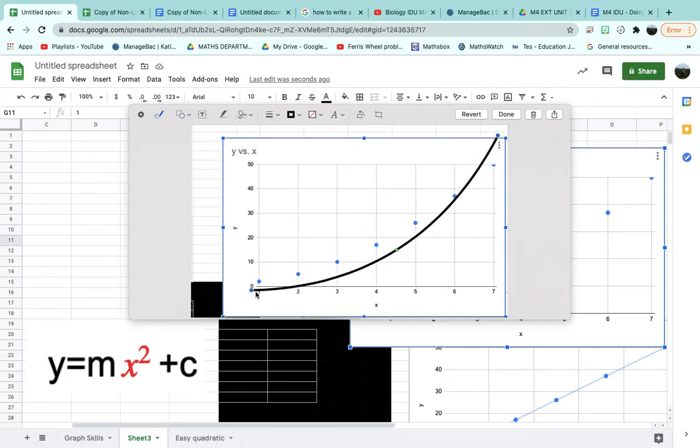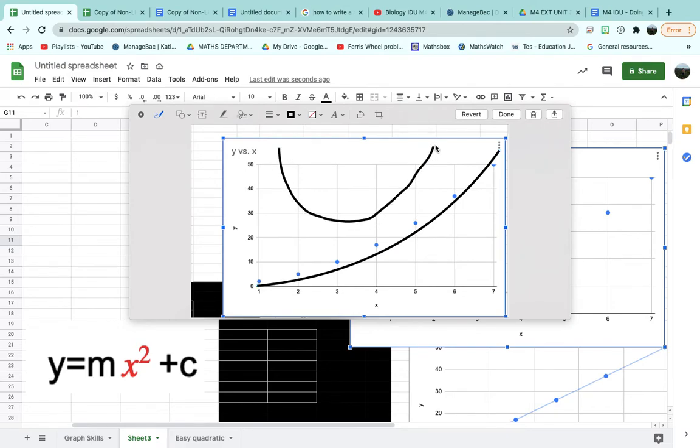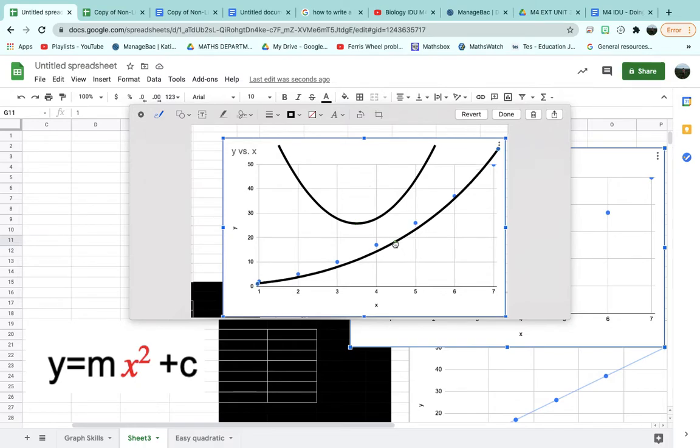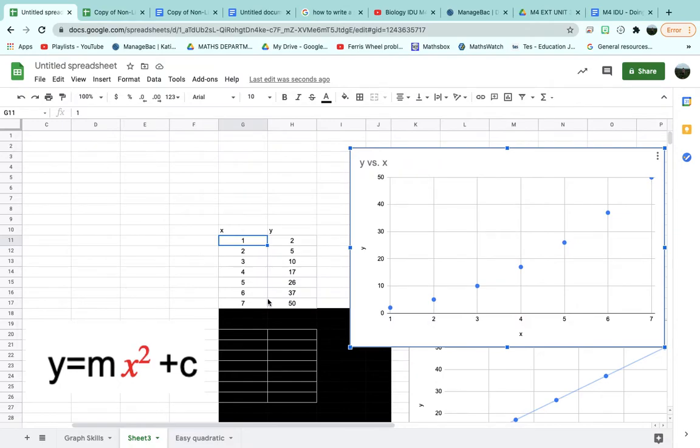And because this is part of a smooth curve, and because I know my different graphs well, I know that this looks like it's part of a quadratic curve. It's the right-hand side from the minimum of a quadratic curve. So I'm going to guess that the relationship of this graph is something to do with a quadratic.